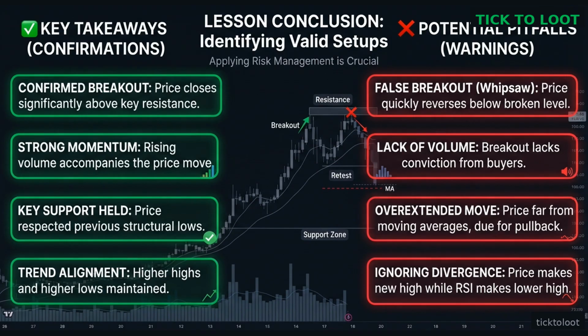That's everything for Lesson 11.11, Position Sizing Algorithms.